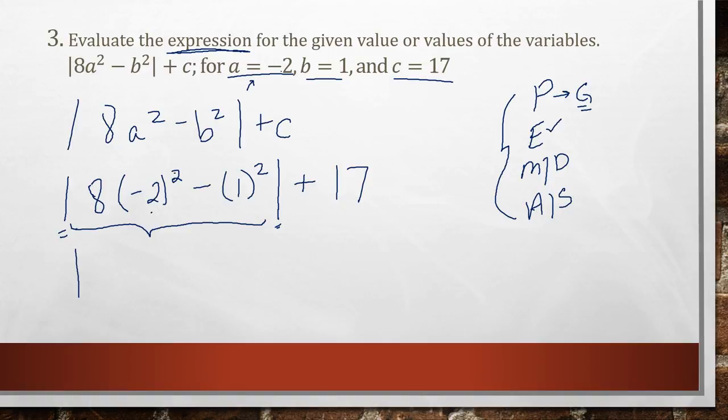Whenever you square something, you're multiplying the number by itself. So that would be negative 2 times negative 2. Bring down our 8, and a negative, when we multiply them, gives us a positive 4. And then also, we have 1 squared, which is 1 times 1, so we have minus 1.